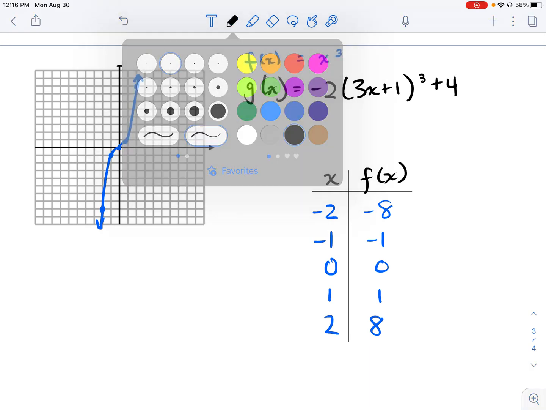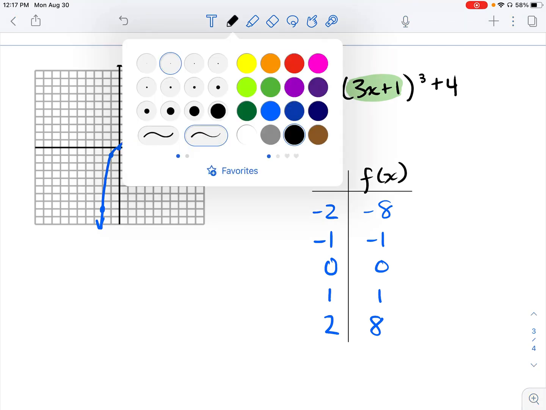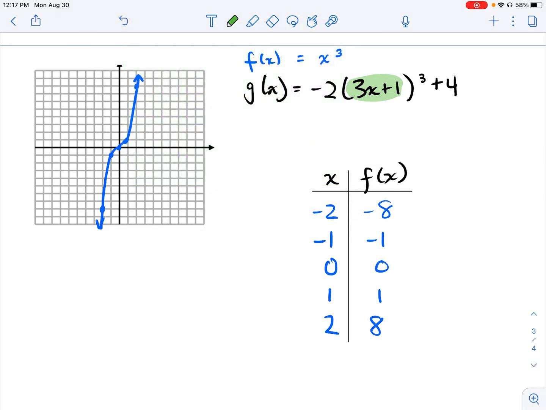All right, so now let's take care of what's happening to our argument first, 3x plus 1. In my previous video, I said that in order to figure out where these x's go, I want to set my argument, 3x plus 1, equal to the original input. So in the first case, I'm going to set it equal to -2, and I'm going to solve for x. I'm going to see where this x goes now.